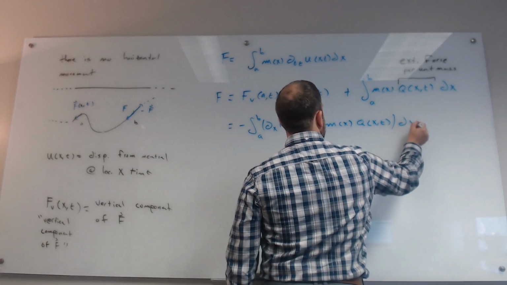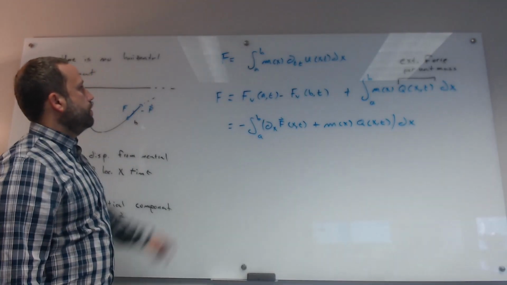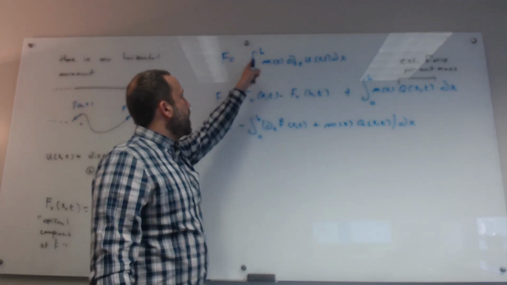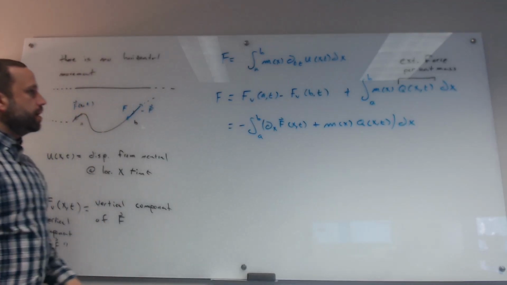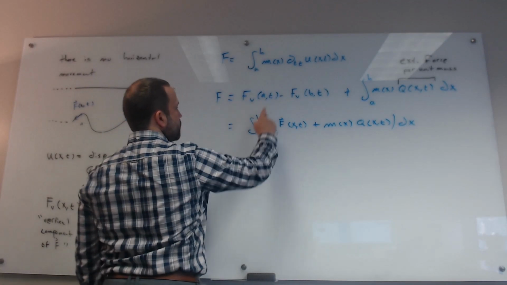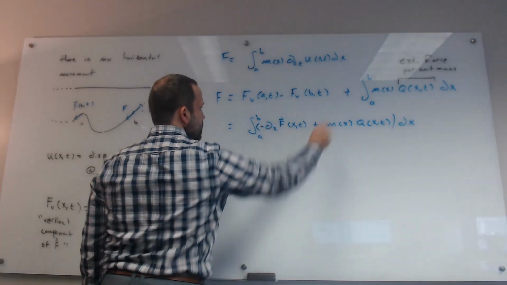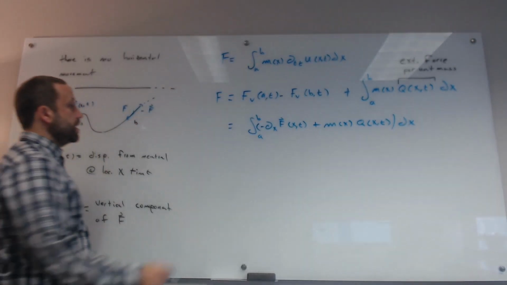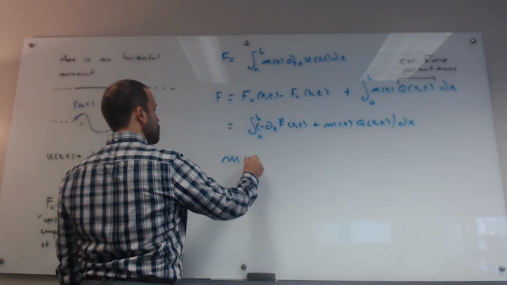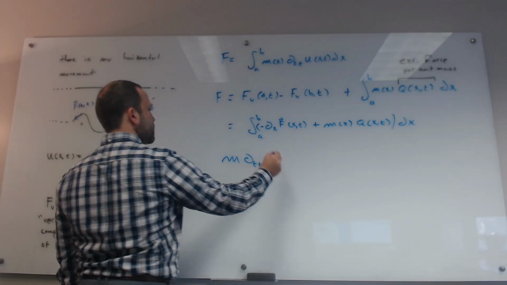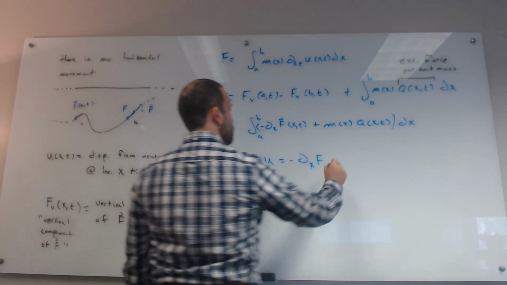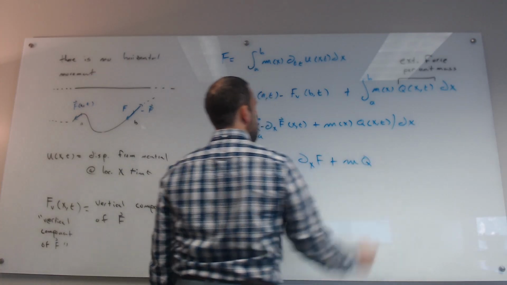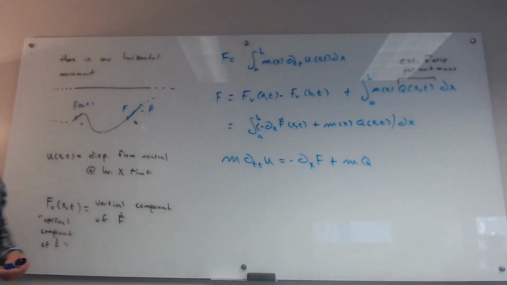All of this is multiplied by dx. Well, these are all equal to each other. So I've got an integral from A to B of m times the double t derivative of u equals this integral. A and B are arbitrary. Sorry, I just realized if I have the minus sign here, I need to put it there. It doesn't need to hit that part. So now this tells me that the mass density times the double t derivative of u is equal to minus the x derivative of F plus m times the external force density. Density meaning force per unit mass.